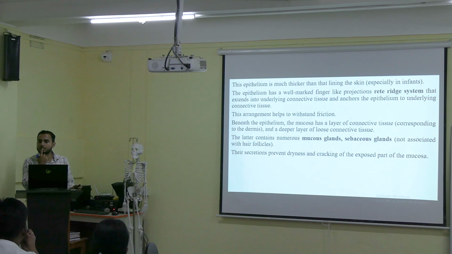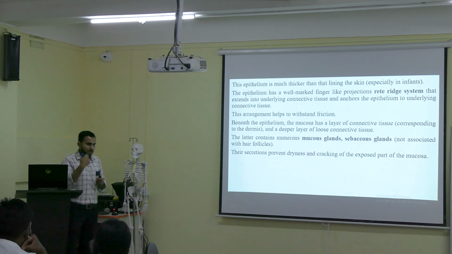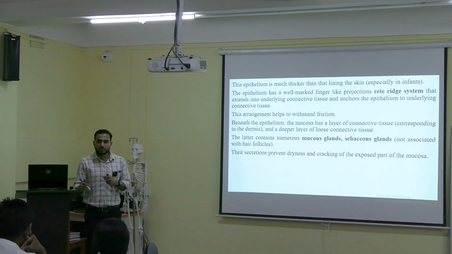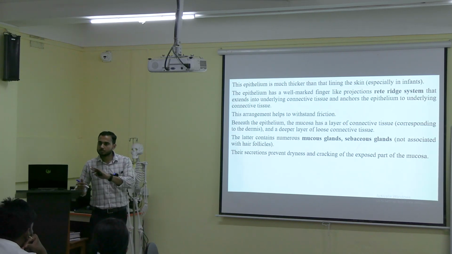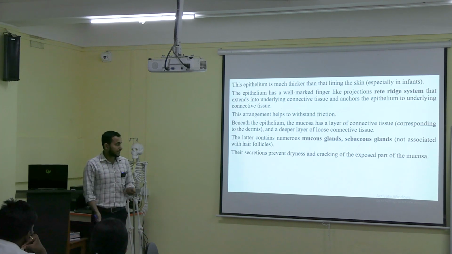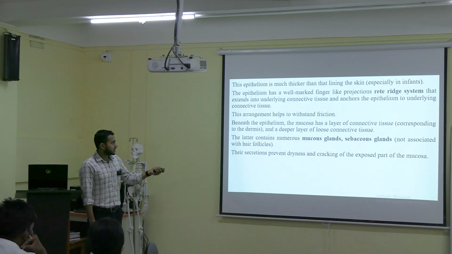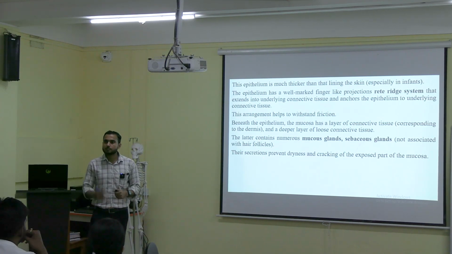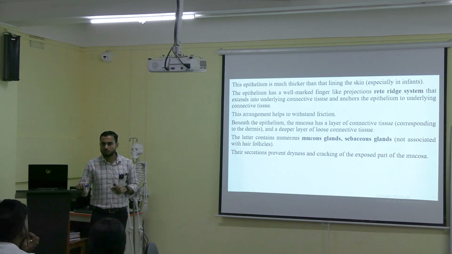So this particular part is exposed. Generally, if you see the mucosa, like oral mucosa or the mucosa of the stomach, it is not exposed, but this part of the lip is exposed to the exterior. If it is exposed to the exterior, it can become dry and cracking may be there. In order to prevent that, you can see mucous and sebaceous glands deep to the connective tissue of this mucous part.